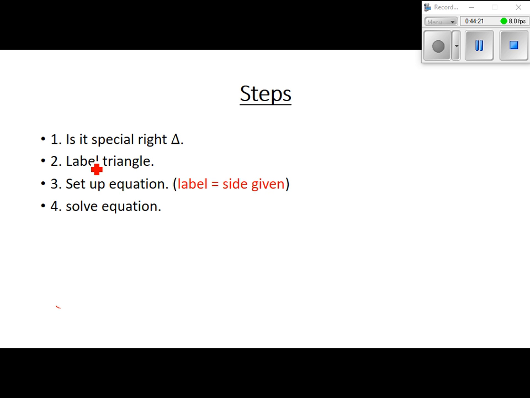You're going to write down all 4 of these steps. First thing, check to see if it is a special right triangle. Then label it. Then set up an equation. Then solve the equation. And we'll talk more about setting up and solving the equations in a minute. 4 steps. Don't make this harder than it is. If it's not a special right triangle, then go back to Pythagorean theorem or something else. But on the homework tonight, guess what they're all going to be? Special right triangles, either 30-60-90 or 45-45-90.